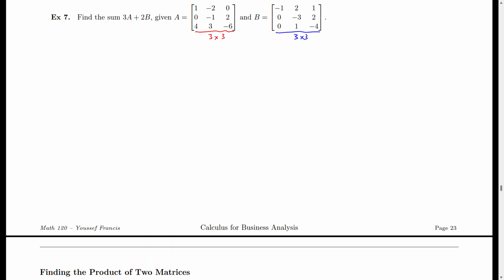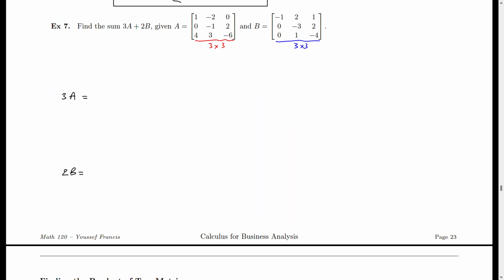So what I'll do is I'll write down the answer to 3A first, then I'll write down the answer to 2B next. And once I have all those values, I'll go ahead and find the sum of the two of these together. So for 3A, I'm just going to do a little bit of mental math. I'm going to take every number in A and multiply it by 3. So for example, the 1 multiplied by 3 will be a 3. Then negative 2 multiplied by 3 is going to be negative 6. Then 0 is going to get multiplied by 3, still going to be 0, and so on and so forth for the rest of them.